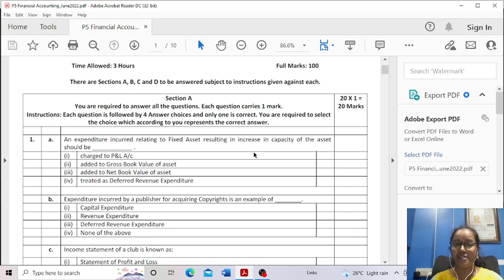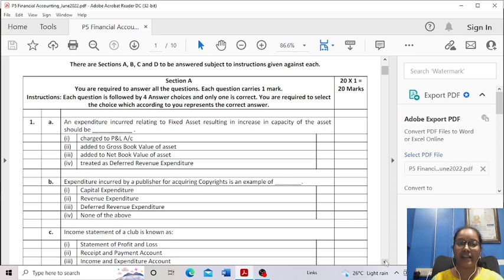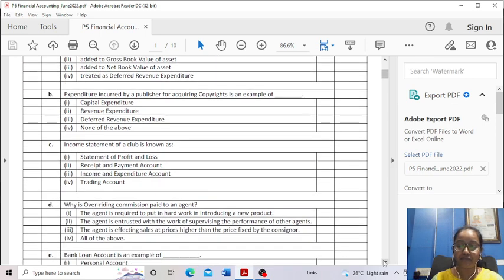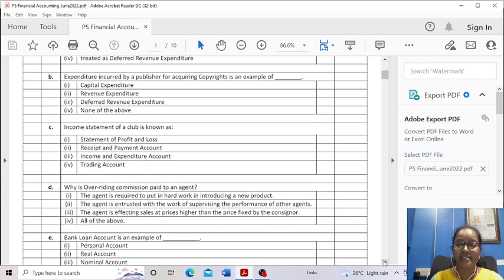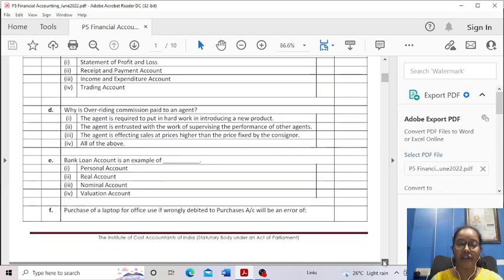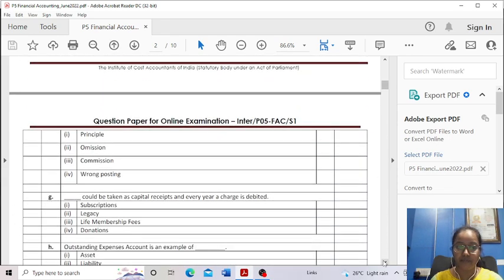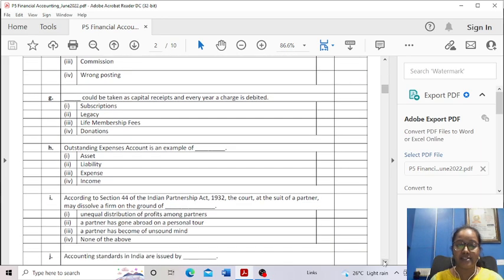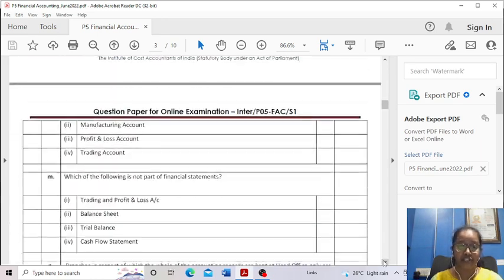20 into 1 means you will get around 20 choose-the-correct-answer questions, where a question and 4 options are provided, and you need to select the correct answer. Please remember, section A will be evaluated by the computer system itself. The examiner is not going to evaluate section A.